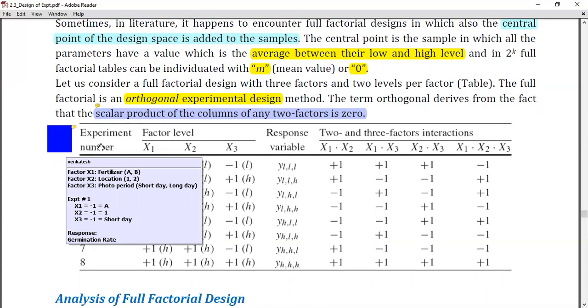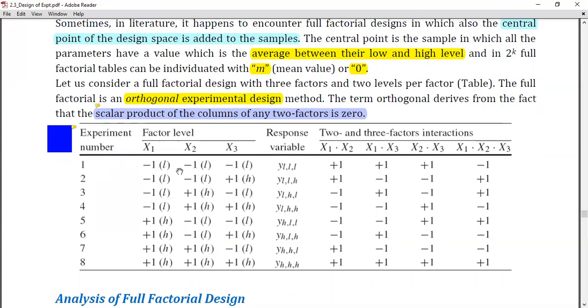The response is germination rate. So I'm going to perform the experiment at all -1 low levels, L, L, L, and I'm going to record the germination rate as the response. Germination rate is the response variable here. Likewise, I can have some set of experiments.